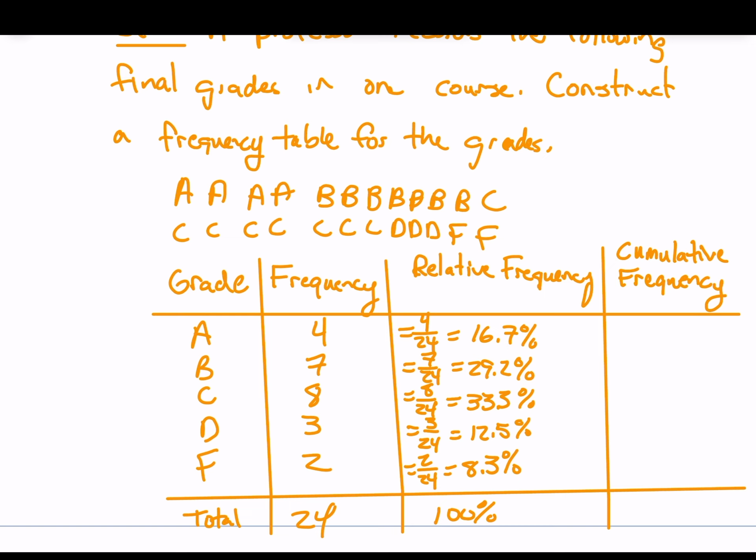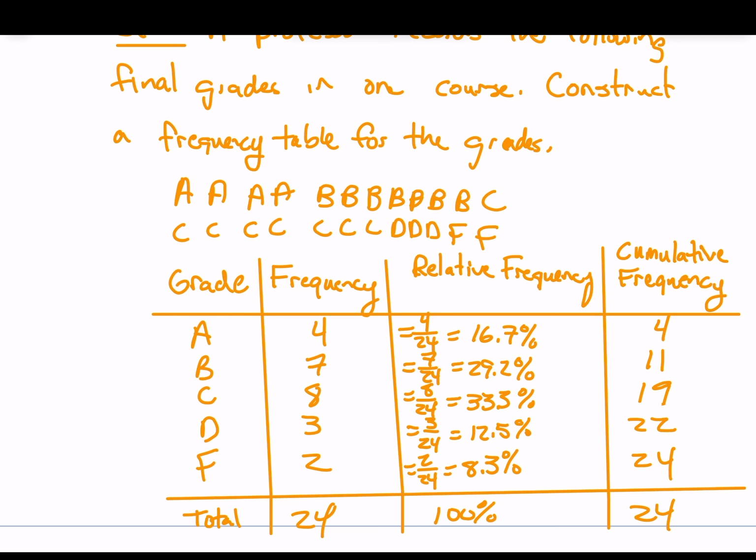Our cumulative frequency is the total number of frequency plus the ones before it. So after the A's, we have 4. After the B's, we have 7 plus 4, which is 11. After the C's, we have 11 plus all the C's, which is 8, so 19. 19 plus 3 is 22. And 22 plus 2 is 24. And again, our total is 24. So that's how you would create a frequency table with these grades with relative frequency and cumulative frequency.